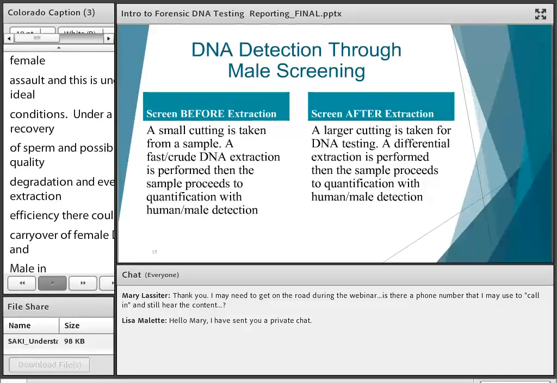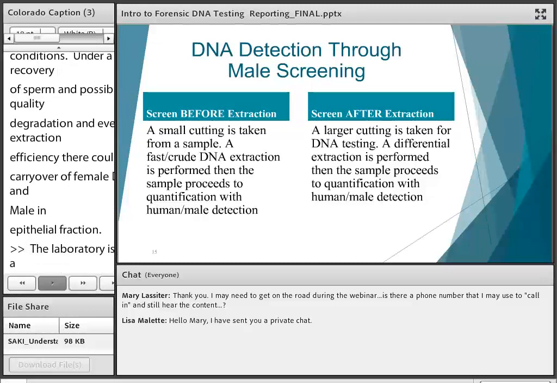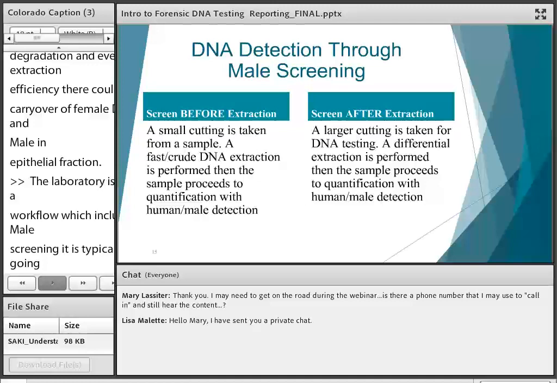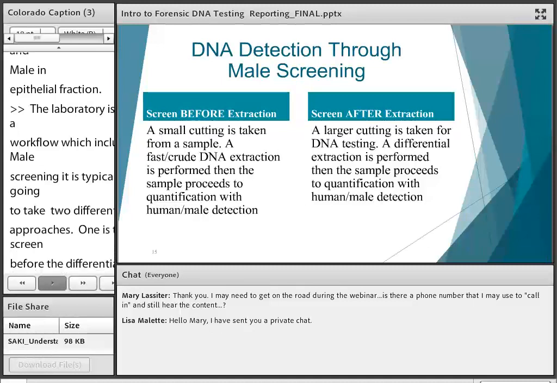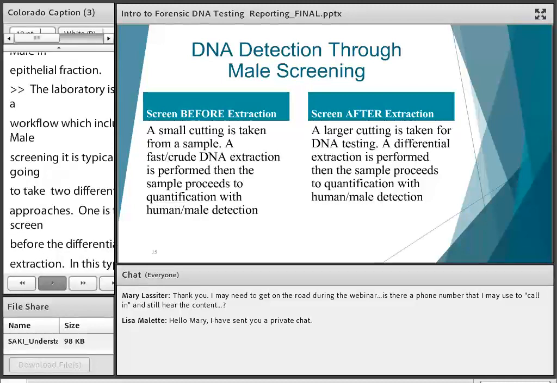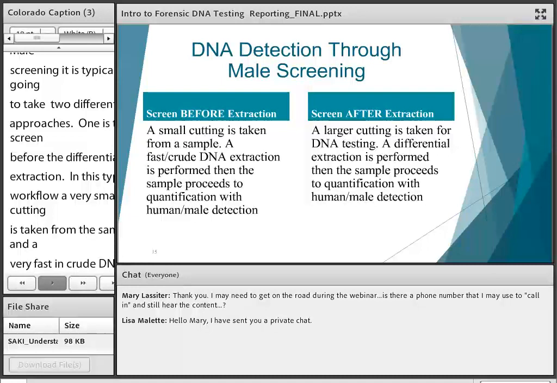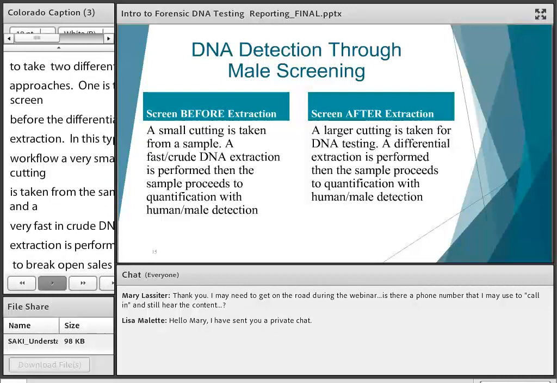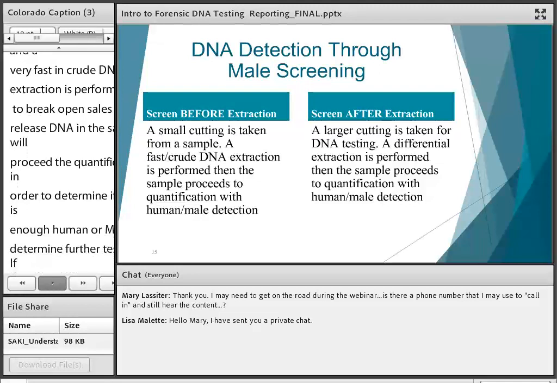If a laboratory is using a workflow which includes male DNA screening, it typically is going to take two different approaches. One is to screen before the differential extraction. So in this type of workflow, a very small cutting is taken from the sample, and a very fast and crude DNA extraction is performed to break open cells and release DNA, and then the sample will proceed to quantification in order to determine if there is enough human or male DNA to proceed with further testing. If there is, in those cases of the workflow, the laboratory will go back, take another cutting, and perform a differential extraction to proceed through the whole workflow.